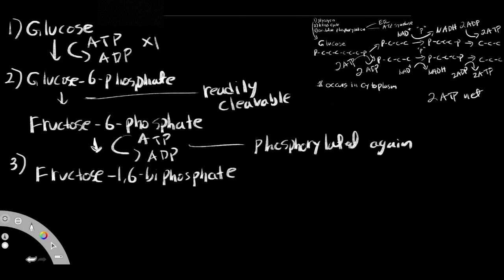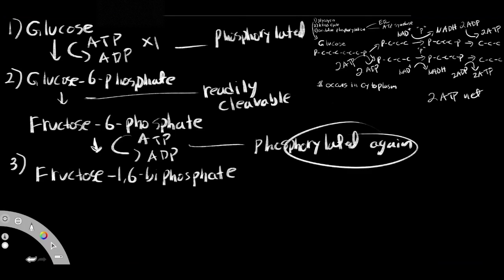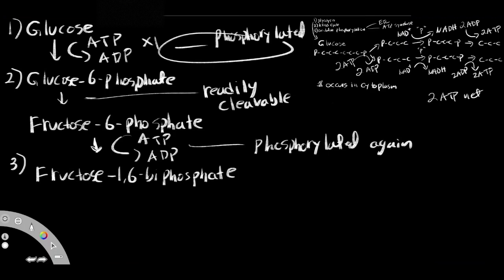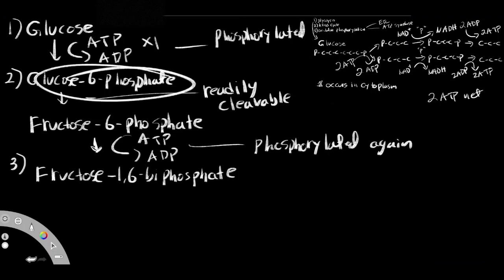All right, remember it happened over here, right? So this was our first phosphorylation. This here is our second phosphorylation. Remember, it's to make sure that it stays within the cell. Okay, so that happened to make sure it stays within the cell. This one also to make sure that it stays within the cell. So the ATP over here, one of its P's got added on to this glucose. So this glucose now has one of these P's.